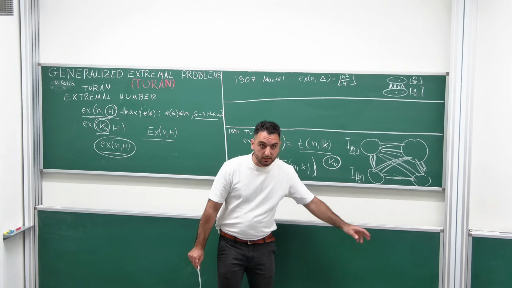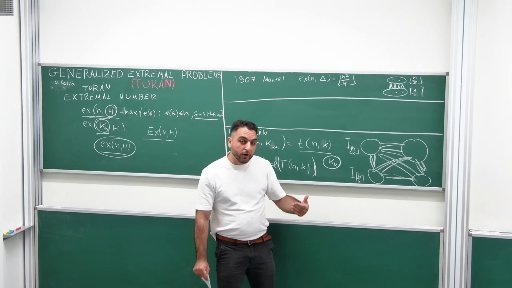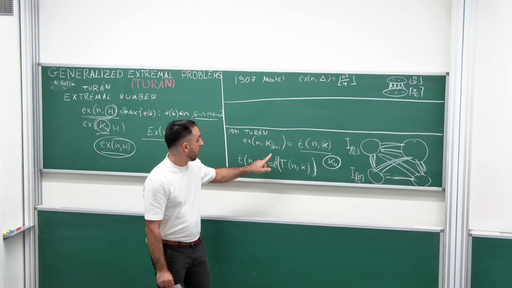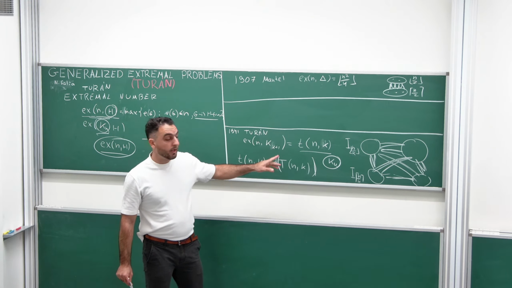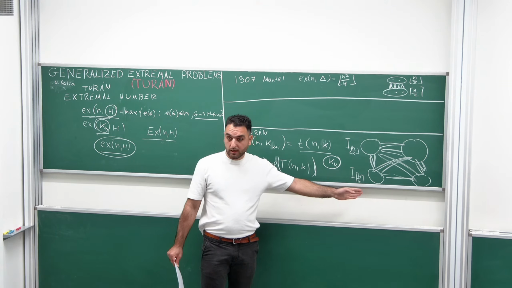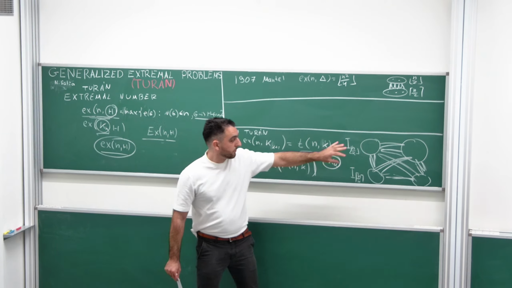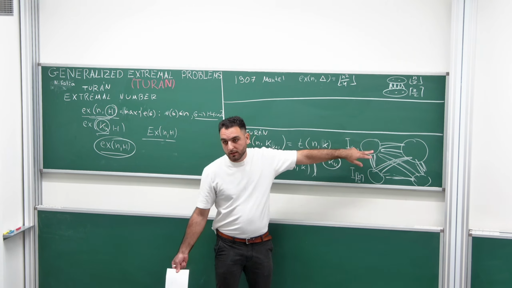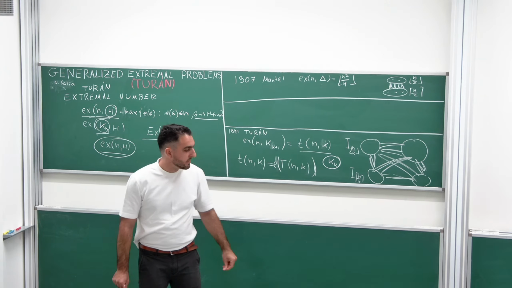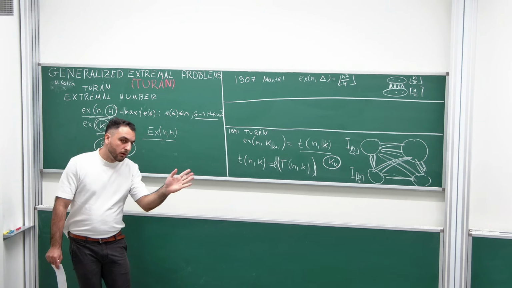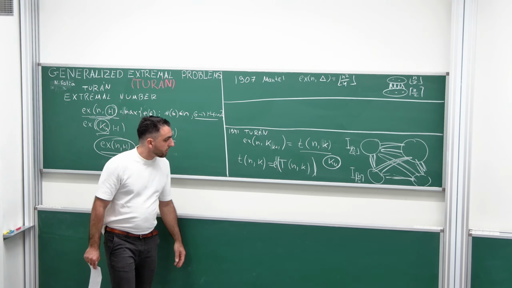And Turan's theorem states that if we have more edges than here, then you must have a clique on k plus 1 vertices. And why don't we have a k plus 1 clique here? Because by the pigeonhole principle, there will be two vertices from the same class, and then there is no edge in between. So this theorem is well studied and generalized in many ways.